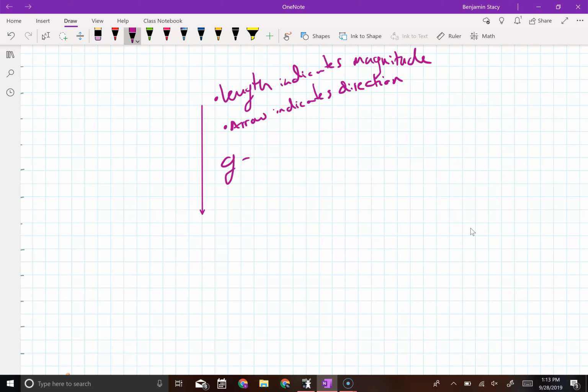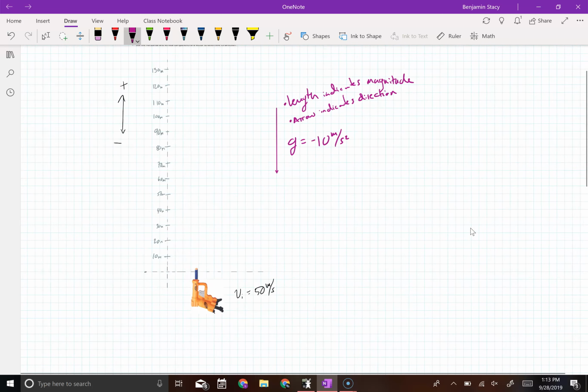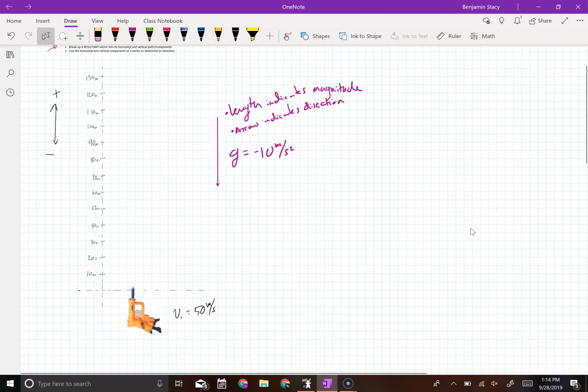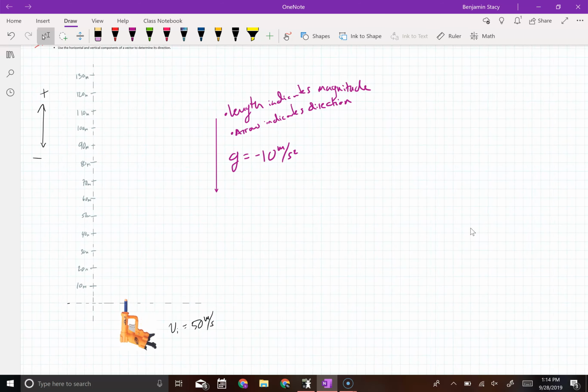In this case, this is little g because it's pointing down, and we call down the negative direction. It is minus 10 meters per second squared, okay? Or minus 9.8 if you like. So that's one vector that's present here, and I'll keep that in purple. We also have initial velocity, and then we also have a velocity that's changing as the thing flies up into the air.